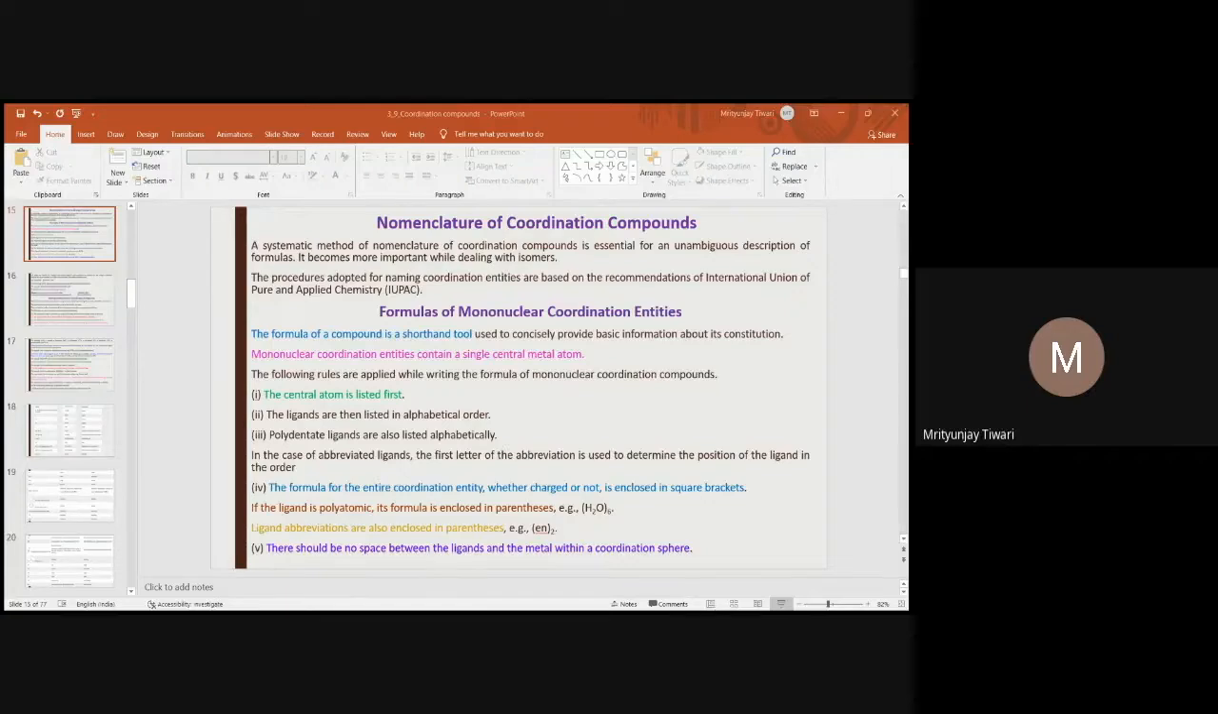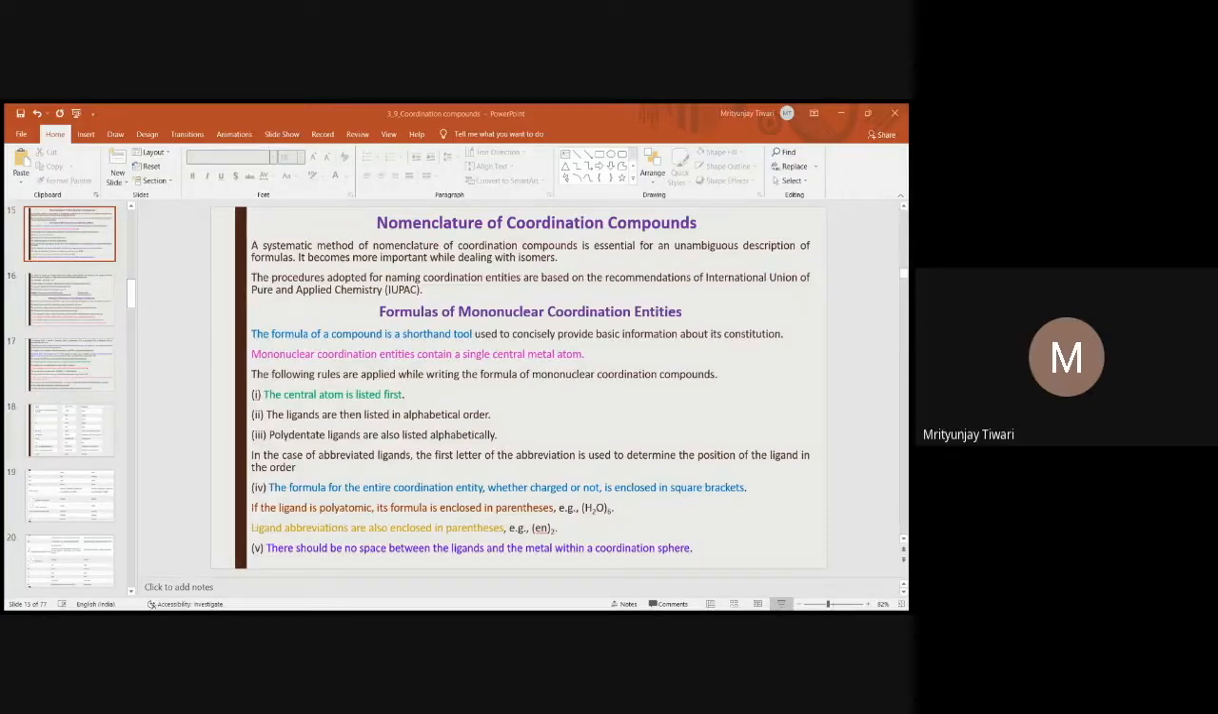the right subscript. And similarly, the ligand abbreviations are also included in parentheses. If ligand abbreviations are used, like EN is a ligand abbreviation, this will also be written in the parentheses. And how many such ligands are there will be shown as the right subscript. The one below is called subscript, and if it is above, it is called superscript, and the right means on the right hand side. Like if the EDTA is there, you will also have to write EDTA in the parentheses.